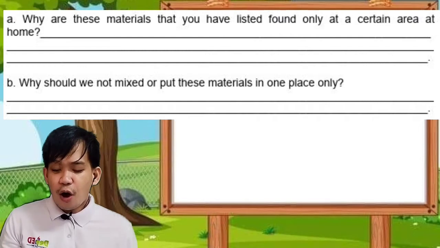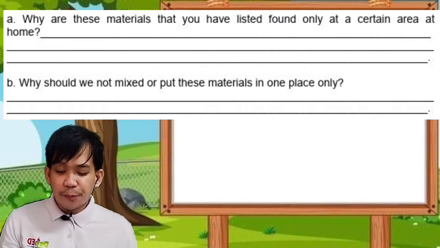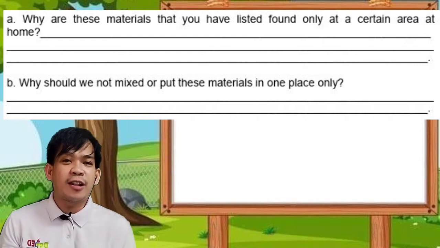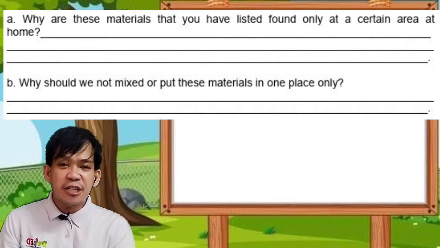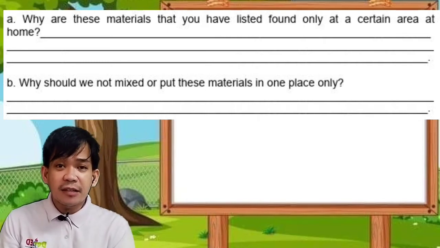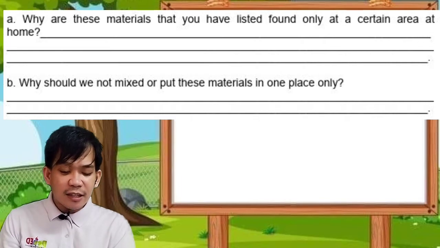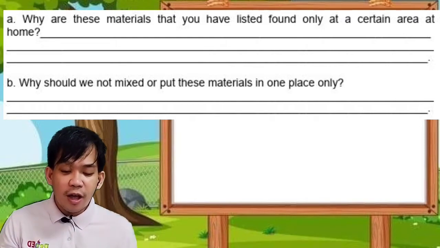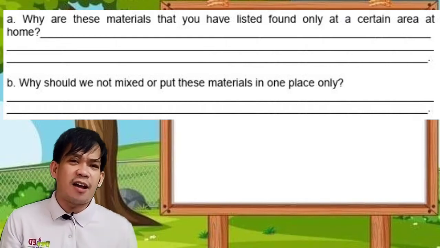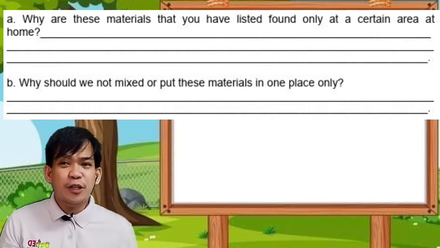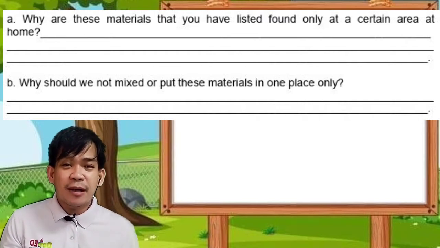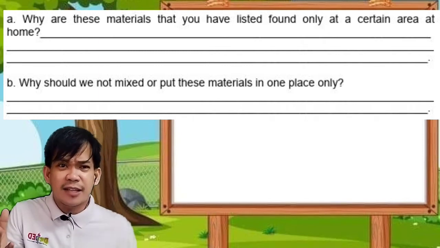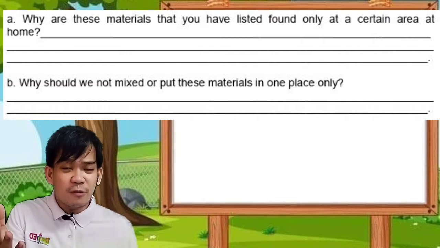Letter B. Why should we not mix or put these materials in one place only? So, after answering the reason why dun mo lang nakikita yung particular material na yon sa area, sa letter B naman ang tanong, why is that we should not mix, hindi natin pagsasama-samahin itong mga materials na ito sa isang place lang. Bakit kaya? Why? So, bakit yung gasoline hindi pwede isama doon sa mga food na nakatago sa kitchen? O yan, try to analyze. Bakit kaya?